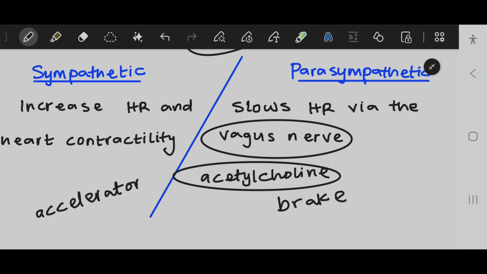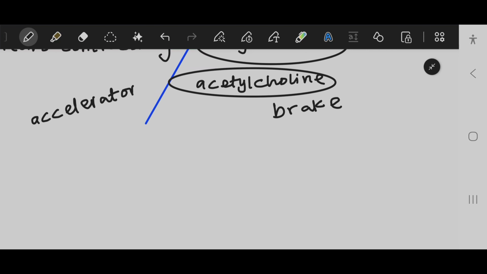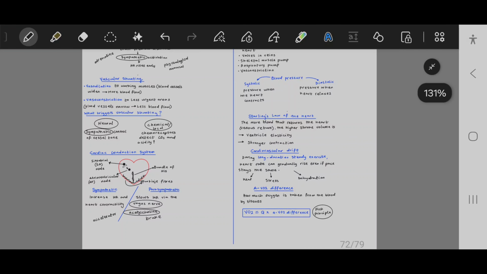So again, in a nutshell, the parasympathetic nervous system drops when you're exercising, and the sympathetic nervous system increases when you are exercising, and this causes heart rate to increase, stroke volume to increase, and cardiac output to increase. So these are like different parts of the same coin. When you're exercising, it's sympathetic. When you're resting, it's parasympathetic.